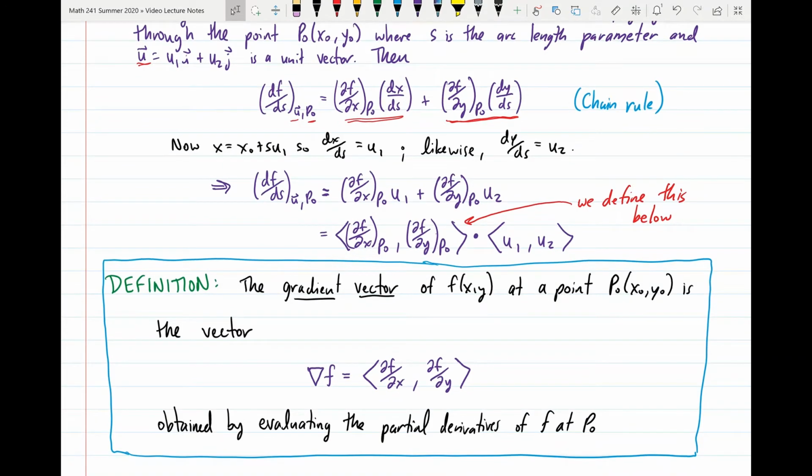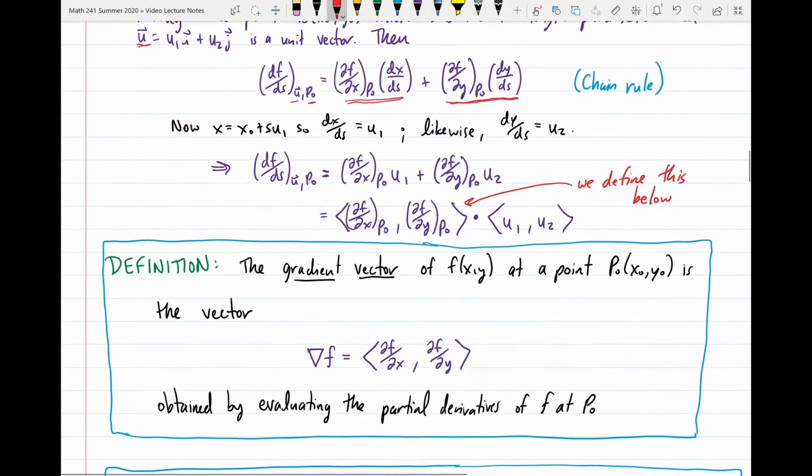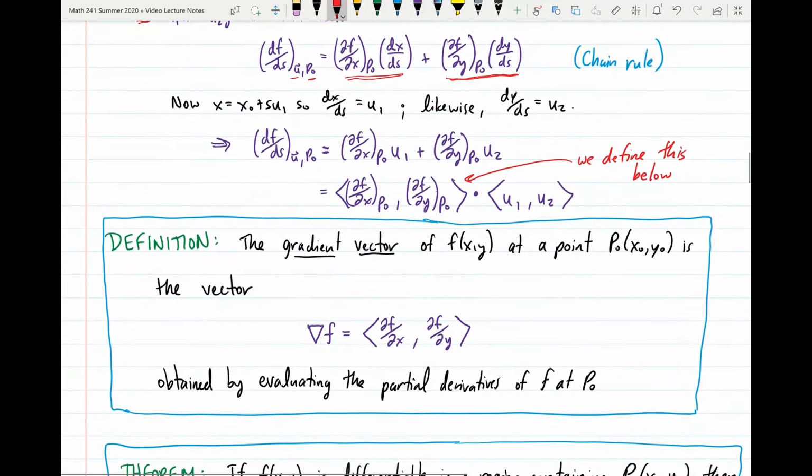Now notice that the derivative of x with respect to s is just going to be u1, since x is equal to x naught plus s times u1. And likewise, the derivative of y with respect to s is just going to be equal to u2. So we can substitute both of those expressions in for dx ds and dy ds respectively. And now this gives us that the derivative of f with respect to s in the direction of u at the point p naught is equal to partial f with respect to x at p naught times u1 plus partial f with respect to y at p naught times u2.